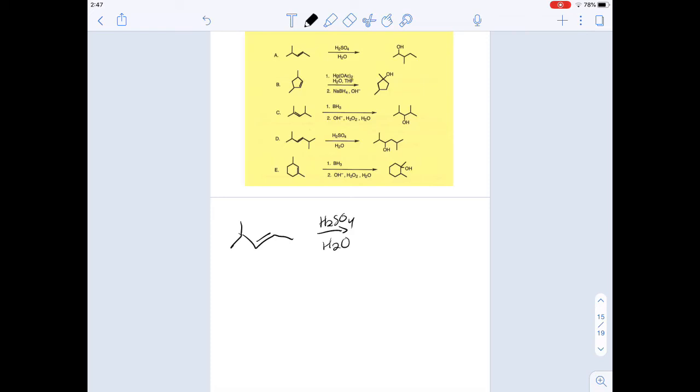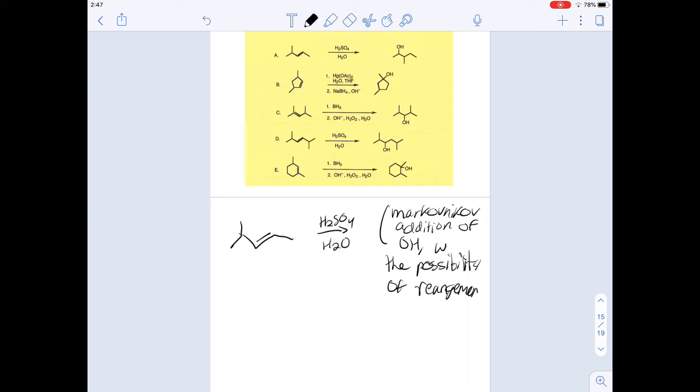H2SO4 over H2O. What this does is it is a Markovnikov addition of OH with the possibility of rearrangements. I would write these down on your own, make a list. When I made my chart, this is what I did. I would say what they were, what they did, and if rearrangements were possible, if inversion was possible, things like that.